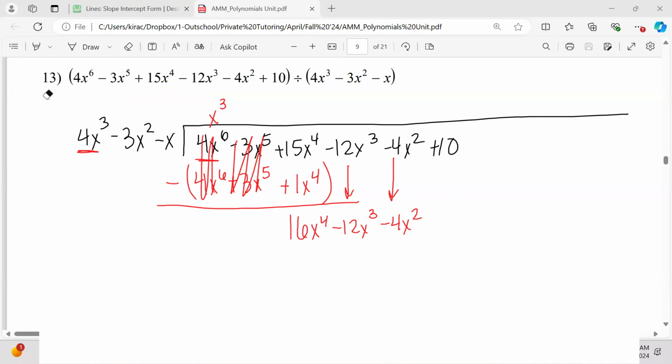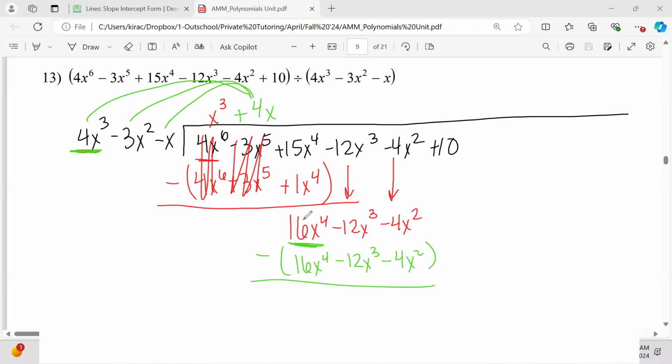Okay, just repeat the process. We need this 4x cubed to look like our new first guy. 4 times 4 would give us 16, and he's missing 1x because that would get him to 16x to the 4th, minus 12x cubed, minus 4x squared. Subtracting, he's gone.